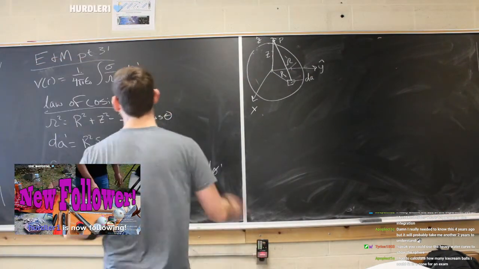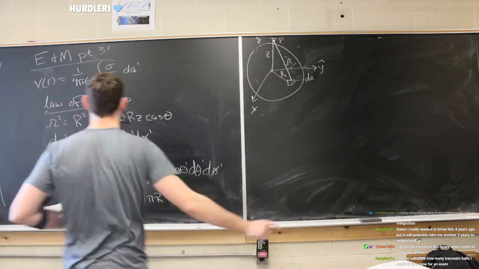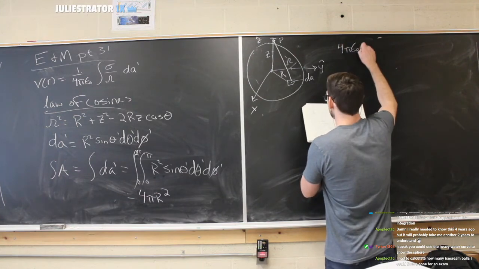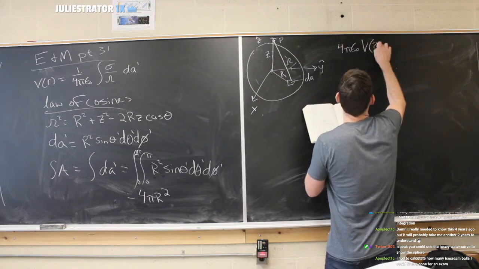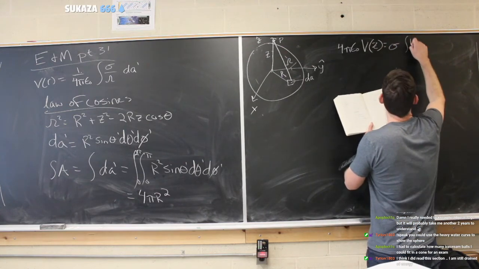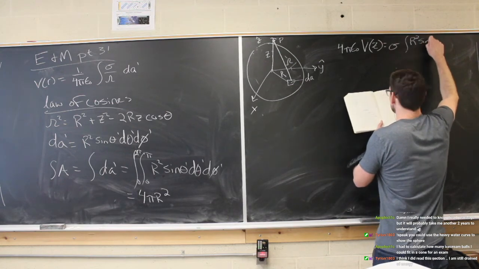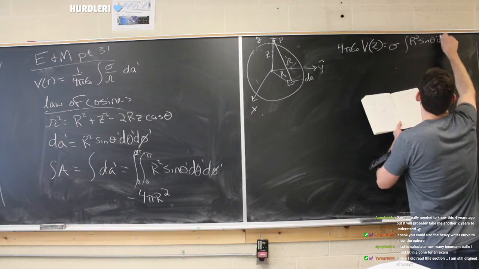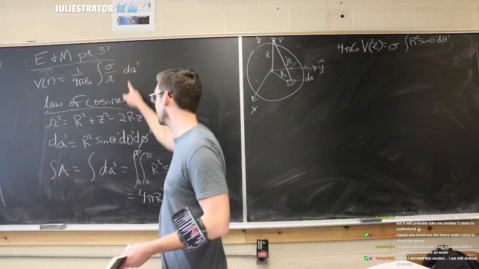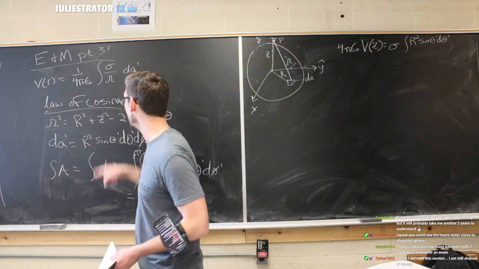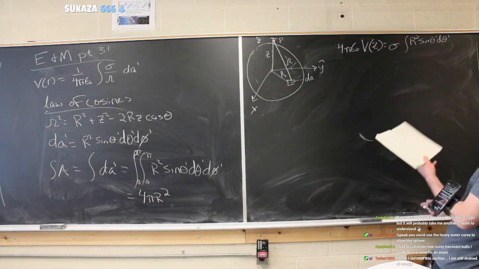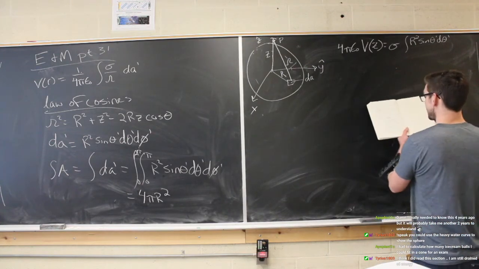Welcome. So if we start here, we're going to multiply the 4 pi epsilon naught over to the other side, and we'll get 4 pi epsilon naught times the potential, V of z, is equal to sigma integral r squared sine theta prime d theta prime. Now, I know I did this, but I'm actually putting this integral back in here. So right now we have this dA going here, and sigma is right there. I haven't gotten rid of it yet. Not yet. Soon, though.